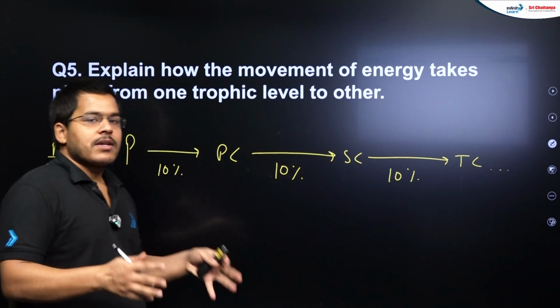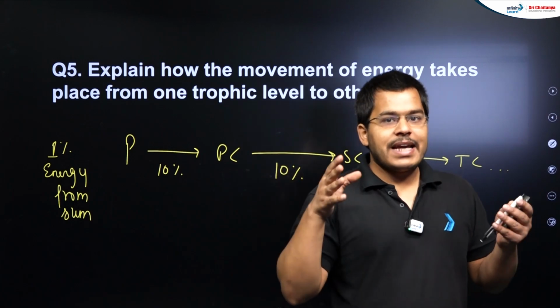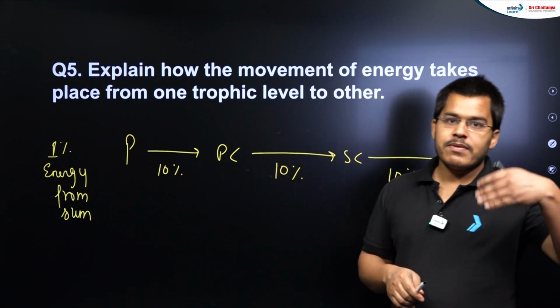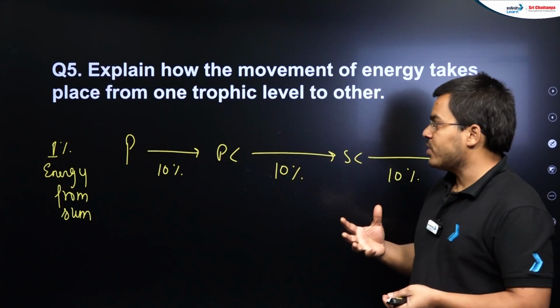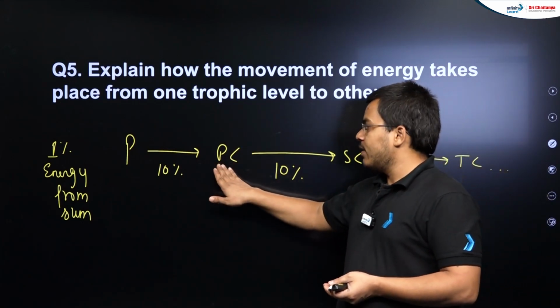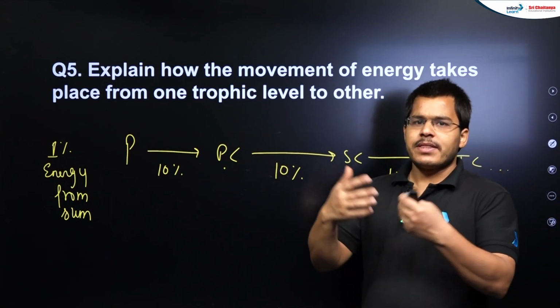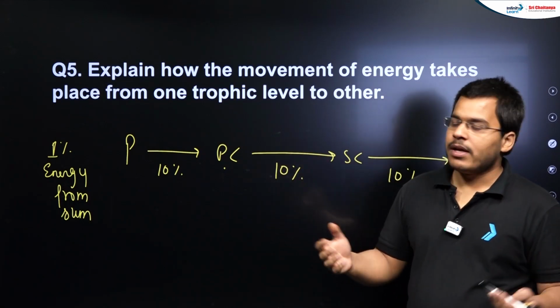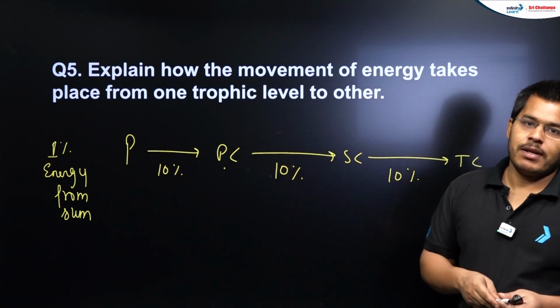So the 10% law says that every trophic level will receive 10% of the energy of the previous trophic level. What about the rest of the energy? The rest of the energy will be used by that trophic level for its own things, like respiration, or it will be dissipated in the environment in the form of heat. That is the reason only 10% energy moves to the next trophic level.